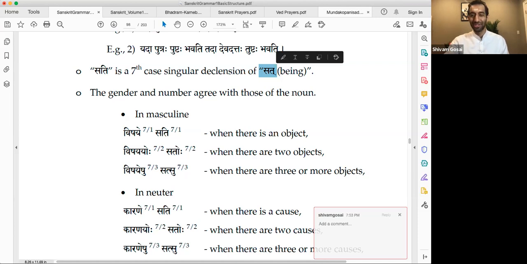Actually, in Mundaka Upanishad today, it'll come as well. Remind me, I'll try to point that out. Let me share the other screen.